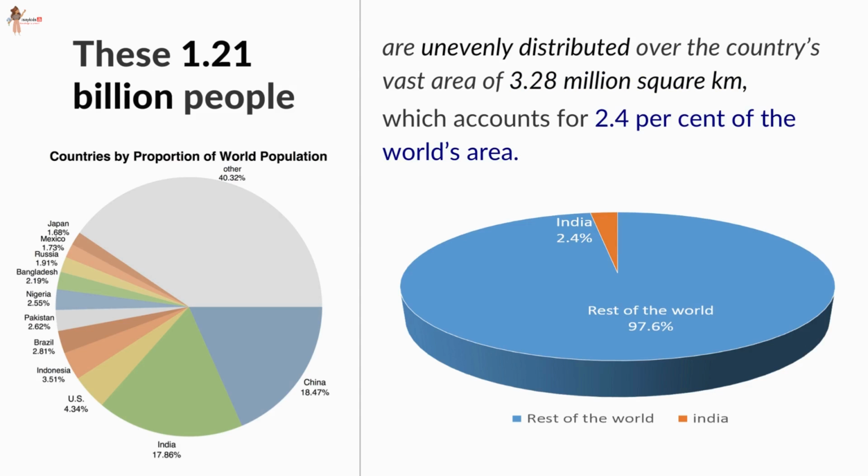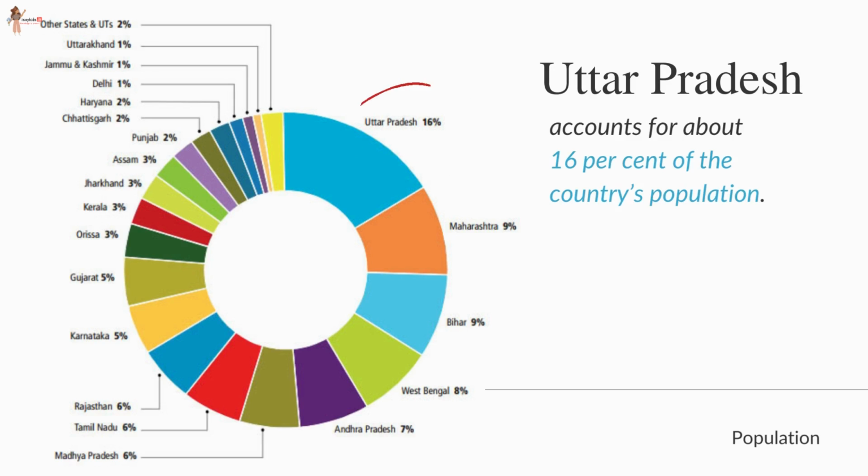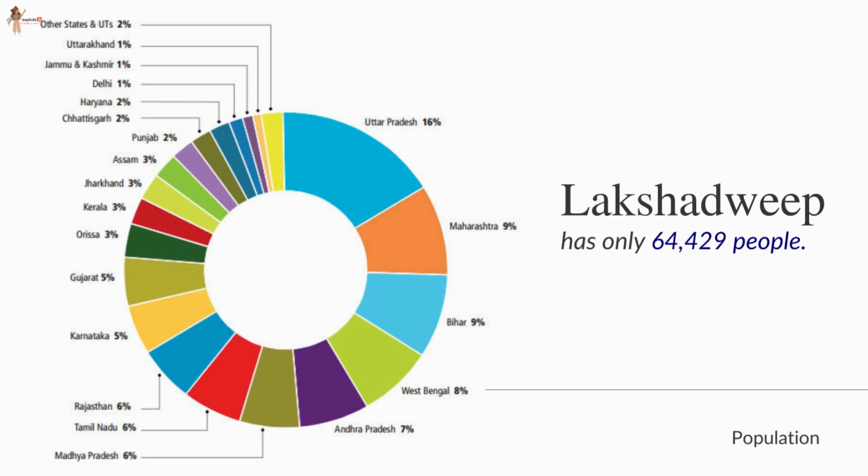The 2011 census data revealed that Uttar Pradesh, with a population size of 199 million, is the most populous state of India. It is still the most populous state of India, with the population of 233 million. Uttar Pradesh accounts for about 16% of the country's population. On the other hand, the Himalayan state of Sikkim has a population of just about 0.6 million, and Lakshadweep has only a little over 64,000 people.